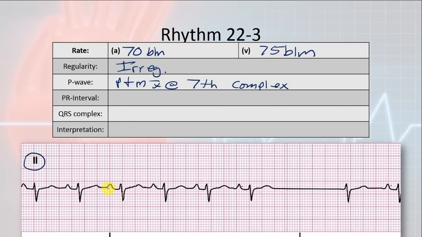PR interval actually looks a little bit wide, so if I had some calipers I could probably do this better. So that looks like 1, 2, 3, 4. So it's right about 0.20 second, and the QRS looks to be about 0.08 second. So we do have a problem with it, but we first have to identify the underlying rhythm. What is the underlying rhythm? In this case, the underlying rhythm is a sinus rhythm, but it has a problem. It has a junctional escape complex.